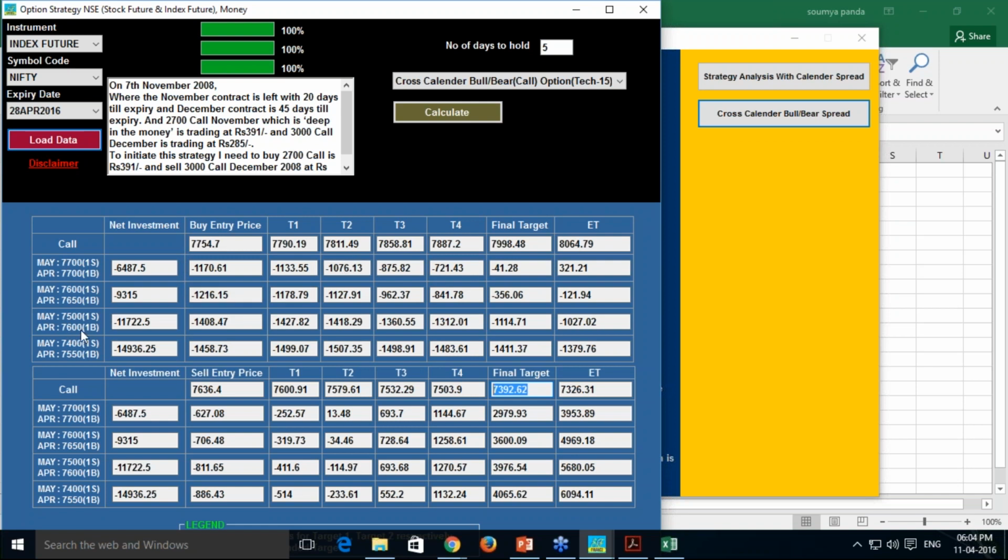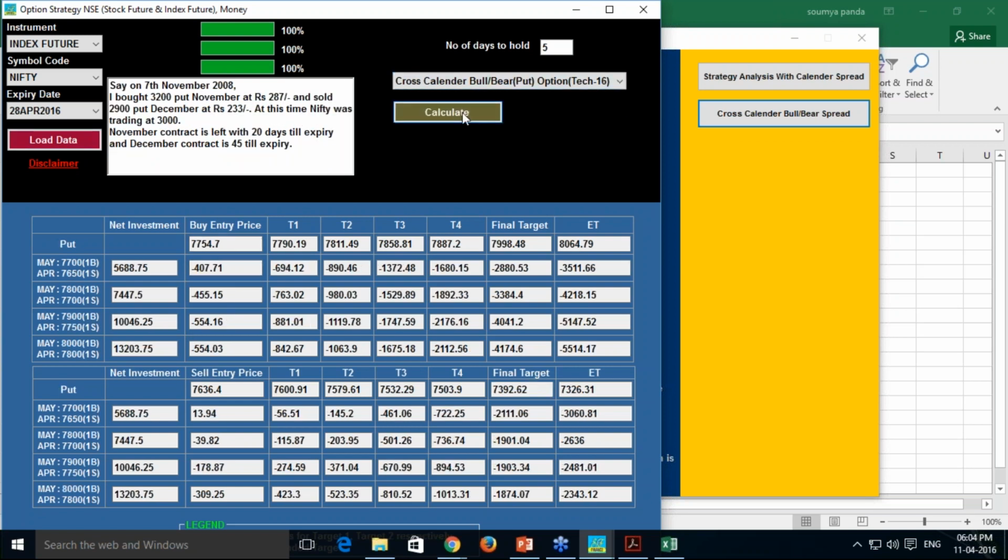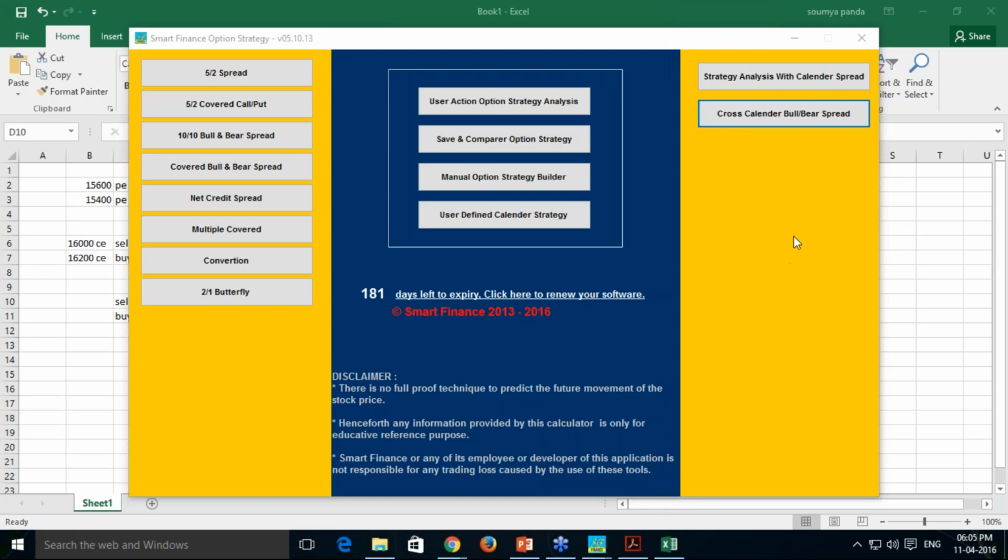Similarly, it gives different combinations. You are buying April 7,600 and selling May 7,500. It shows what result this can give. And here it is giving a different combination wherein you are buying one lot of the May month and selling one lot of April. In that case also, it shows you the payoff. So it has many features associated with this, and it comes with the training material and other things.